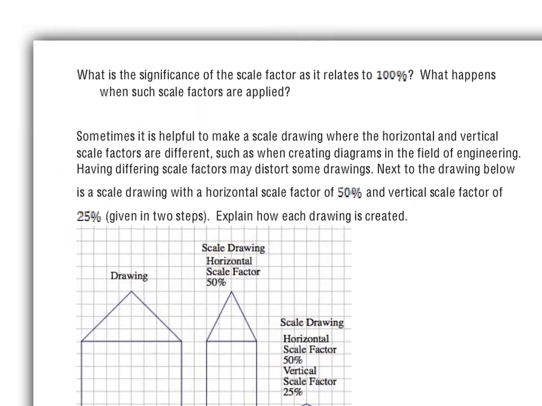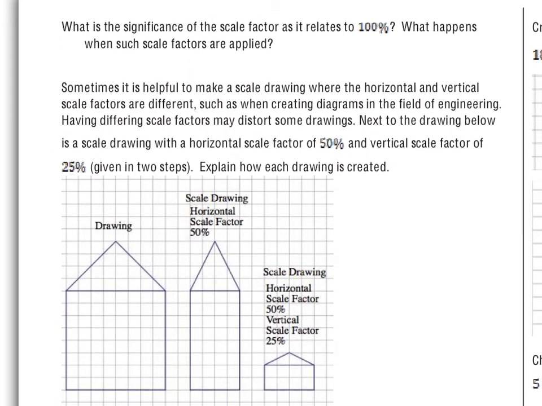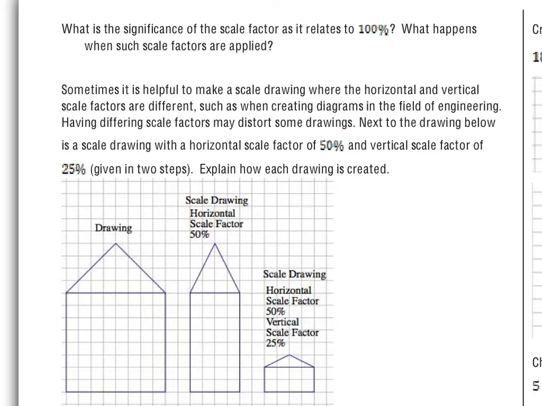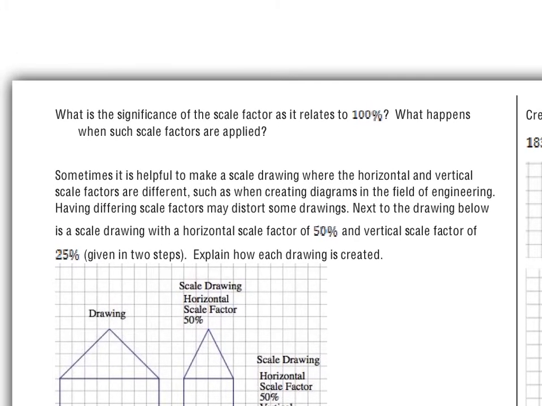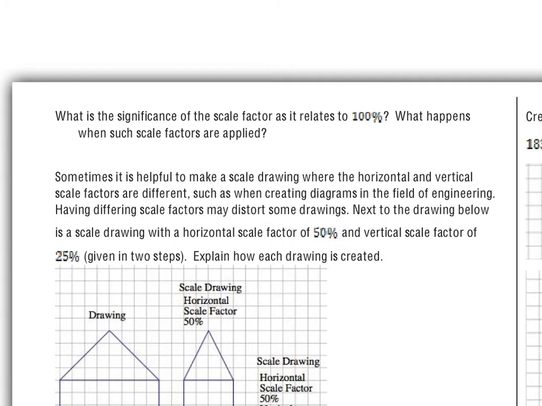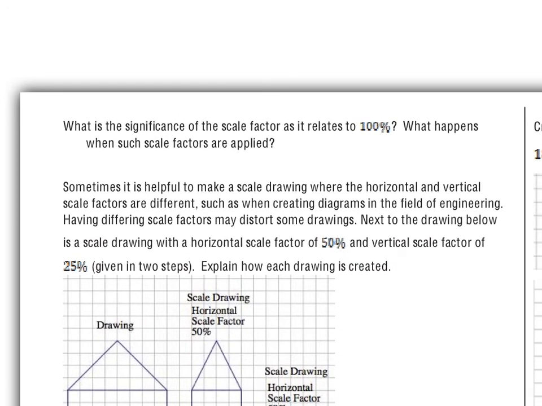So as we flip over here, we have this one key question that thinks about what is the significance of the scale factors as it relates to 100%. In other words, I'm asking you to consider what happens when each scale factor is applied. So something that is greater than 100% and something that is less than 100%. What happens when your scale factor is greater than 100%? Well, we should recognize that this means that it is an enlargement. And when something is less than 100%, then it is a reduction.